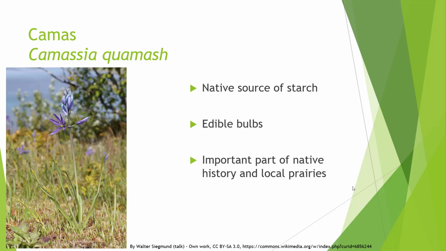The bulbs are edible. They do have to be cooked. They're a little bit slimy. And if you're looking up native history in the local prairies, you're going to find this plant everywhere. The bumblebees from around here love camas.